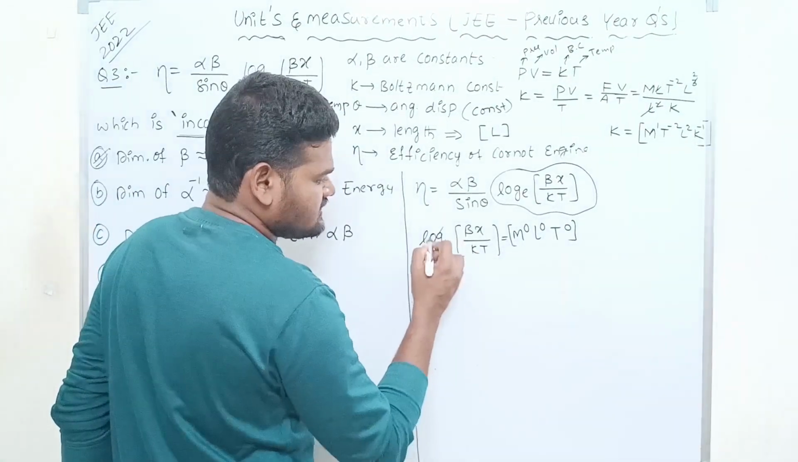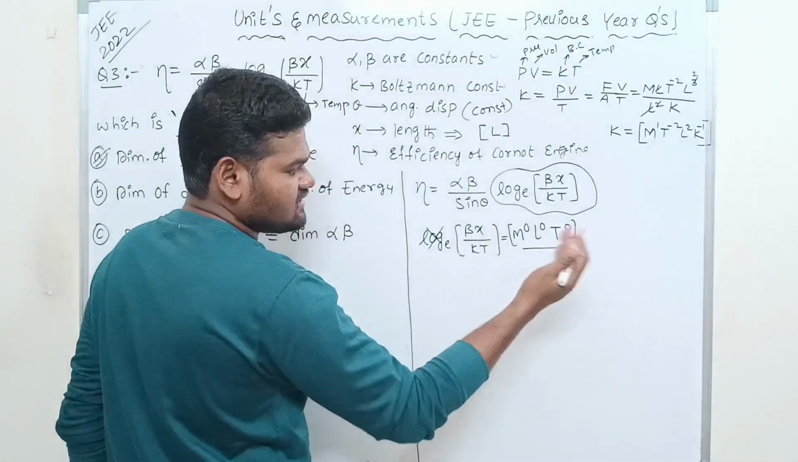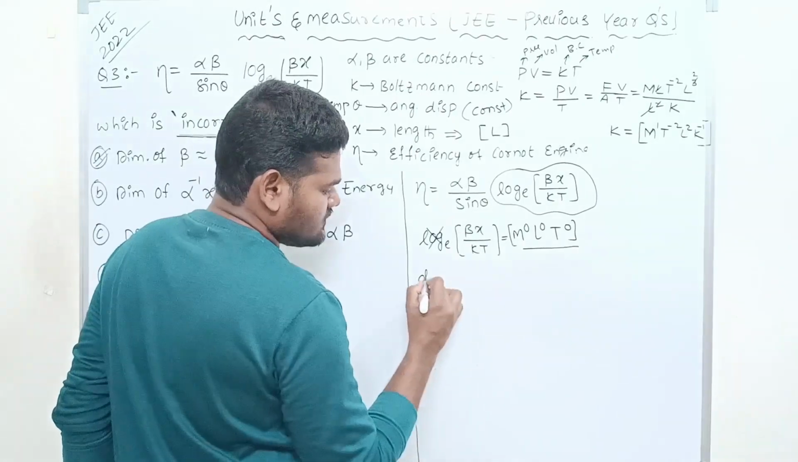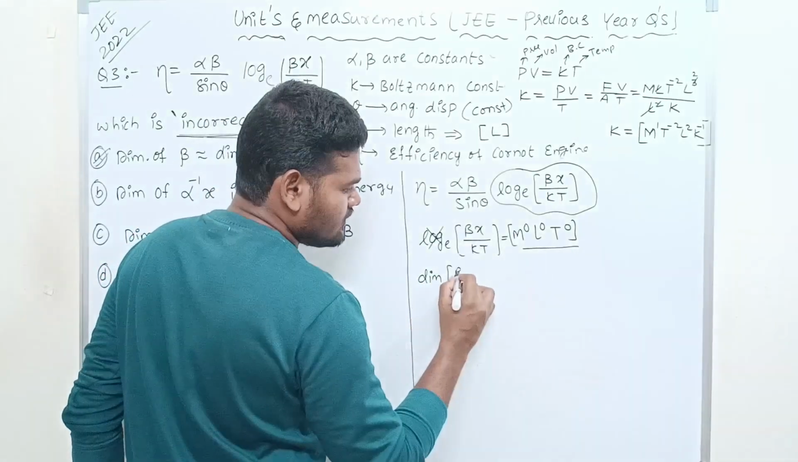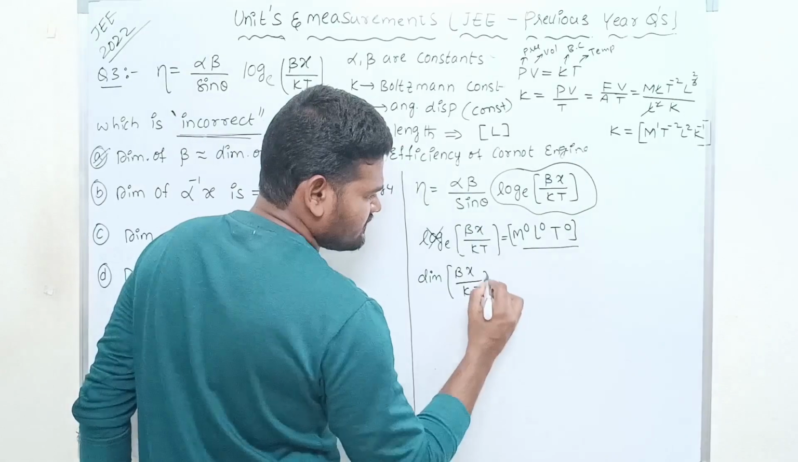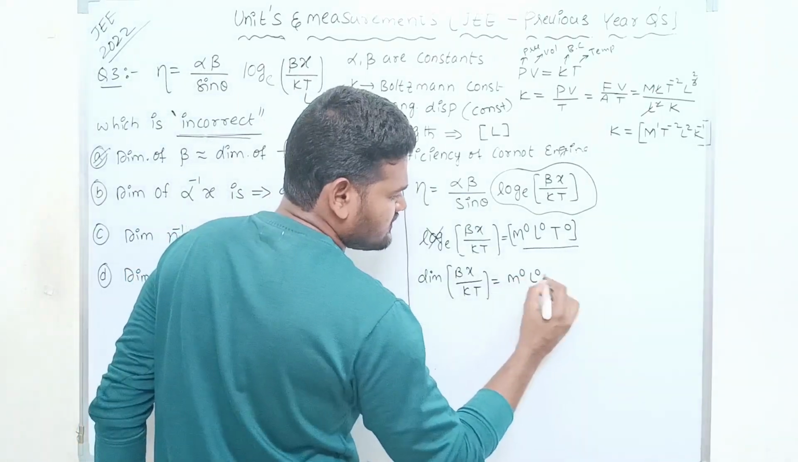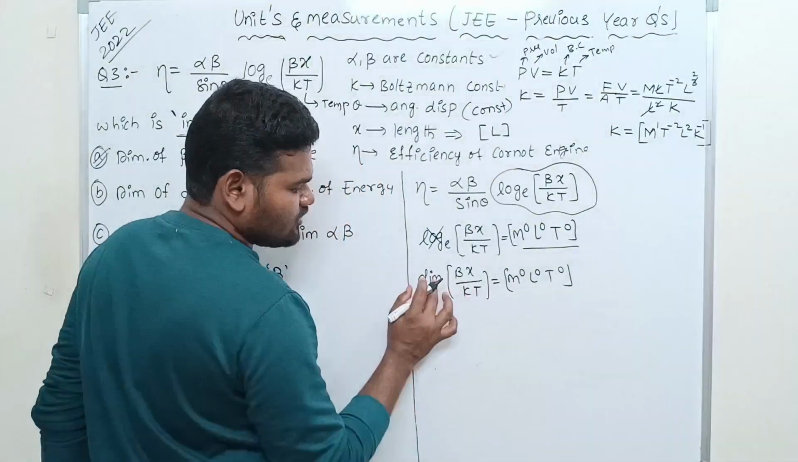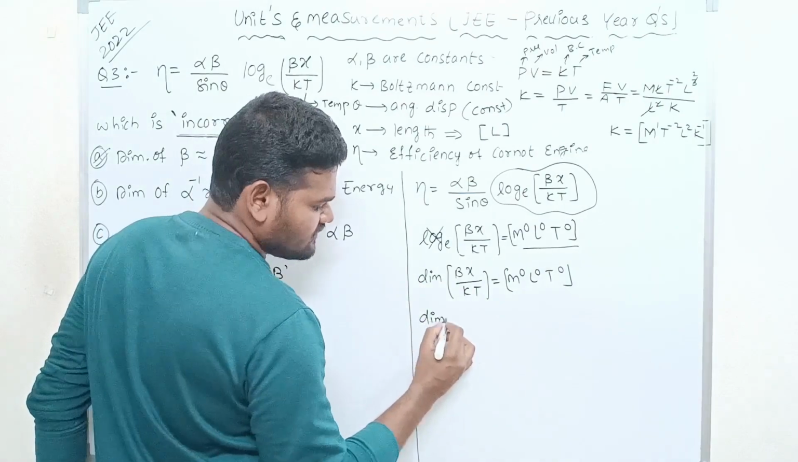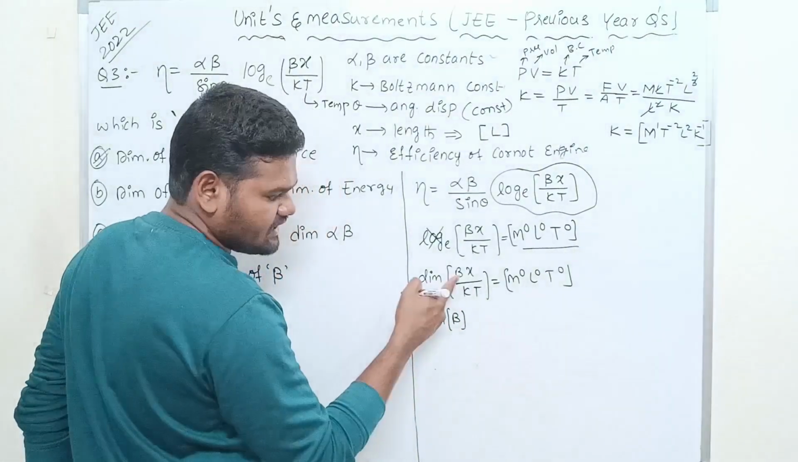So log has no dimensional formula, that is M power 0, L power 0, T power 0. So now the dimension of beta x by kT is equal to M power 0, L power 0, T power 0. What we have to find is the dimension of beta.